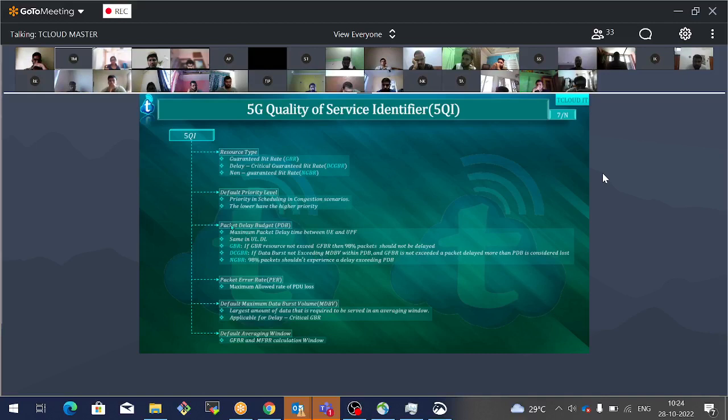Next, packet delay budget, PDB. For the packets that are going through the quality of service flow associated with this 5QI, how much delay budget they have. This delay budget will be dependent on application types. Typically, it would be the same in both uplink and downlink. The delay budget is estimated as the time between the UE and the UPF. How much time it is taking to travel from the mobile equipment all the way up to the UPF, or UPF to UE in the downlink direction.